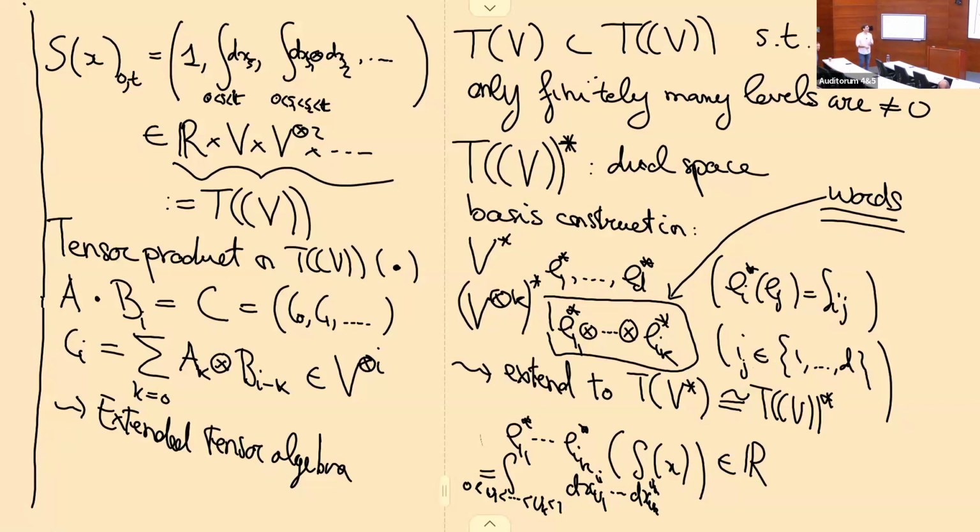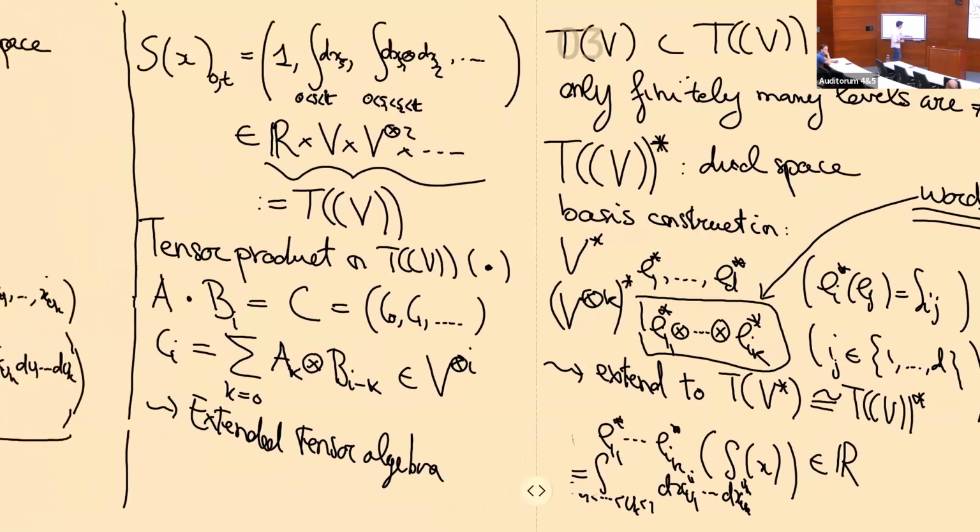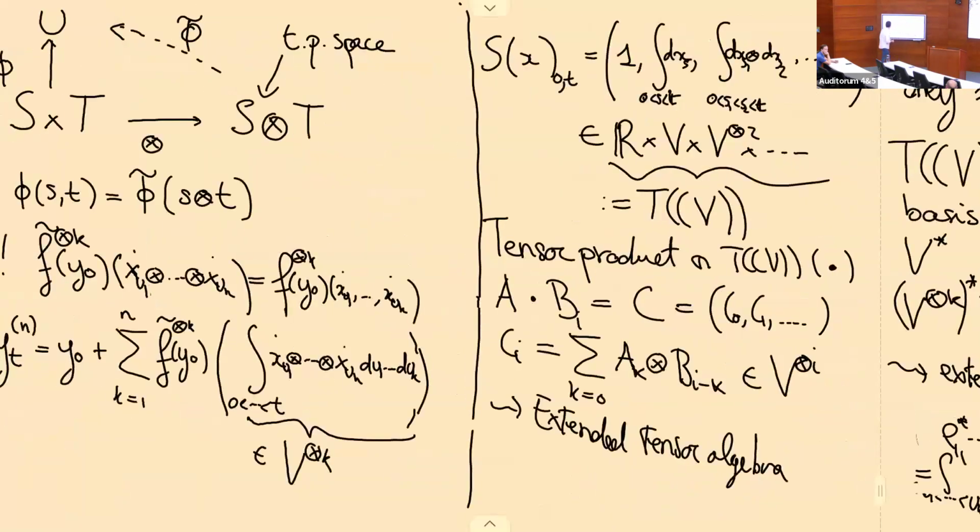I asked to repeat the main steps from the beginning. For example, we defined the controlled differential equation. Then we write the solution, and for the solution we need the tensor product space, and so on. Because somehow I lost the big picture. Sorry.